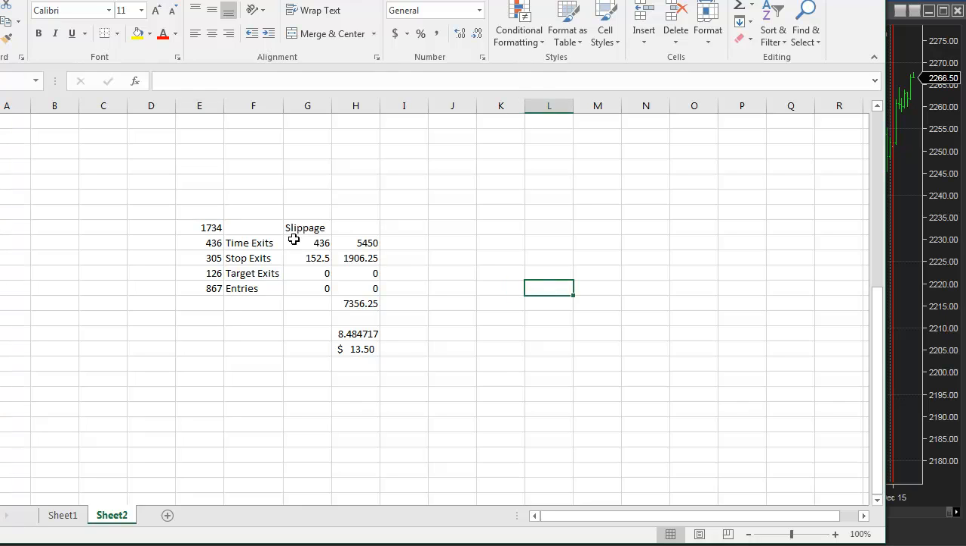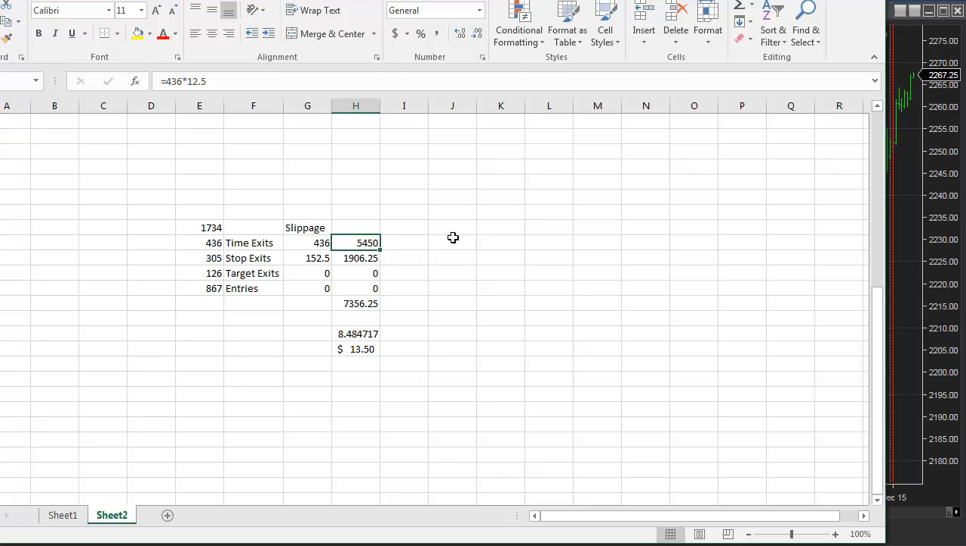So what I did over here is I looked at the slippage, and I said that if on time exits, we're just going to say 100% of the time exits get slippage of 1 tick. So 1250 times 436, that means $5,450, which means this is a pessimistic view, because occasionally you'll get 2 ticks of slippage or maybe more, but sometimes you won't get any slippage. So I think counting 1 tick on every trade for a time exit where you send a market order at 4 o'clock is fairly pessimistic.